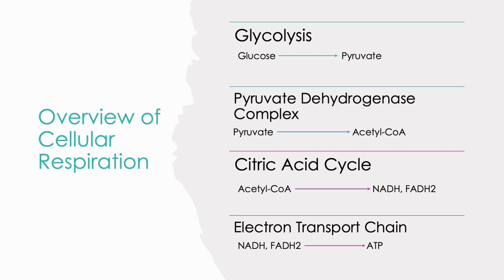We first start off with glycolysis, in which glucose is converted to pyruvate. Pyruvate is then converted to acetyl-CoA in the pyruvate dehydrogenase complex. This acetyl-CoA then can enter the citric acid cycle, in which high-energy electron carriers such as NADH and FADH2 are generated. These high-energy electron carriers can then enter the electron transport chain to generate ATP.